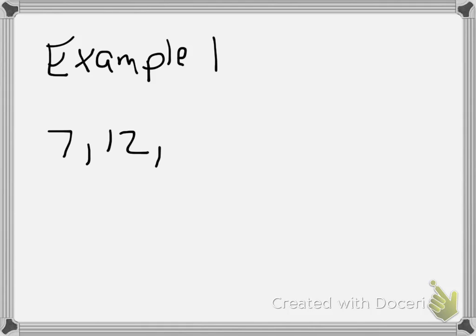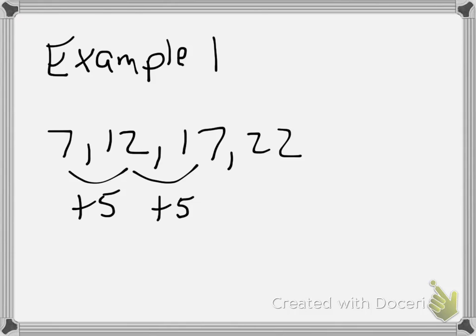So let's take a look at example 1 here. Example 1 is asking us to determine if a sequence is an arithmetic sequence, and if it is, we need to find the common difference. So if we had 7, 12, 17, and 22, we see that 7 and 12 is plus 5, 12 and 17 is plus 5, and 17 and 22 is plus 5. So this would be an arithmetic sequence, and our common difference would be 5.